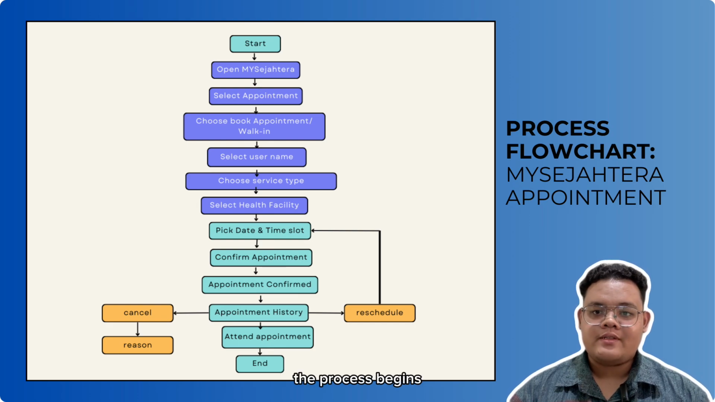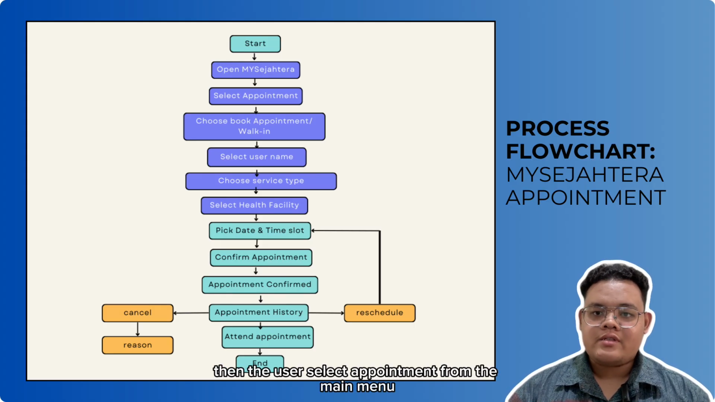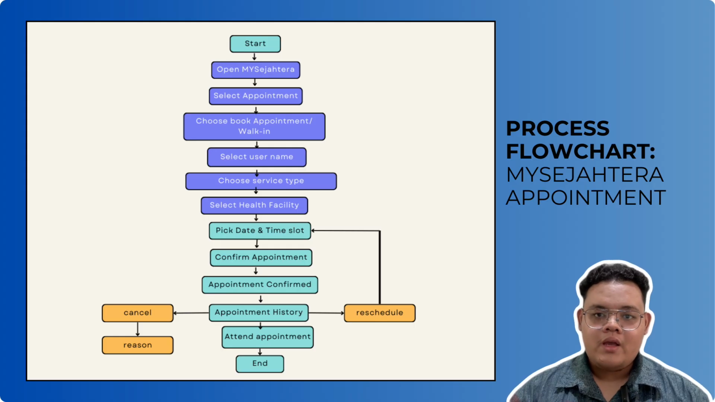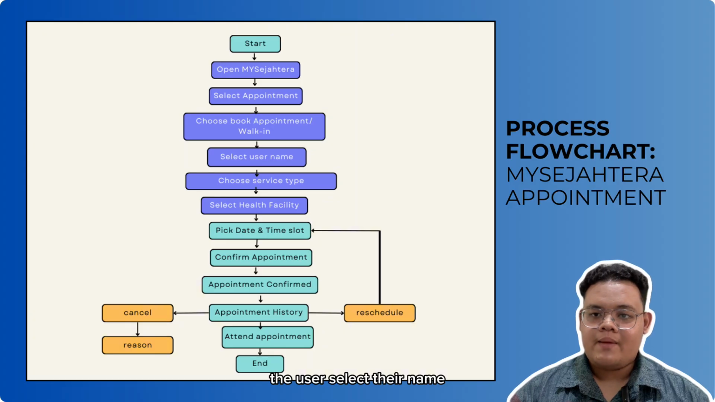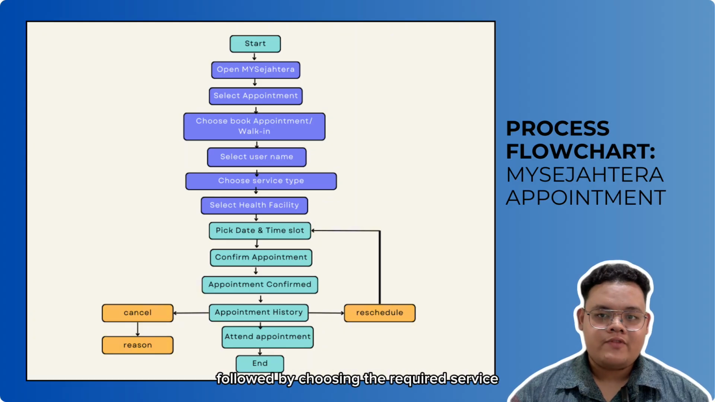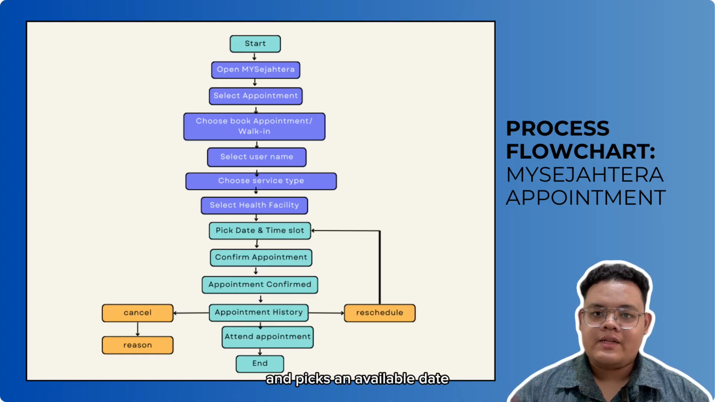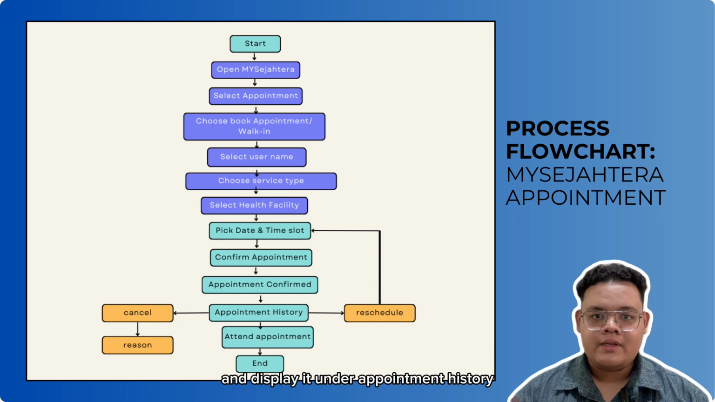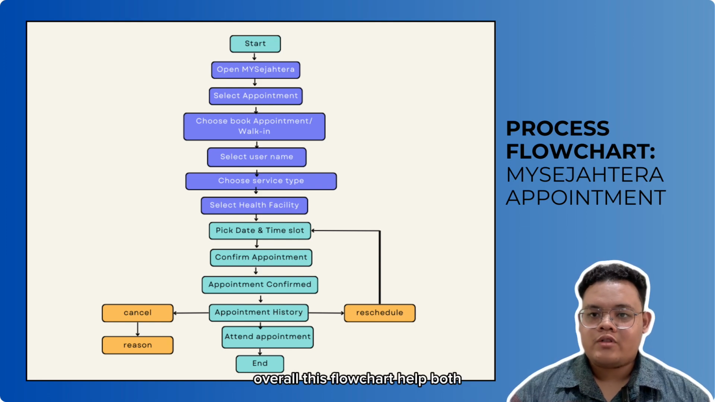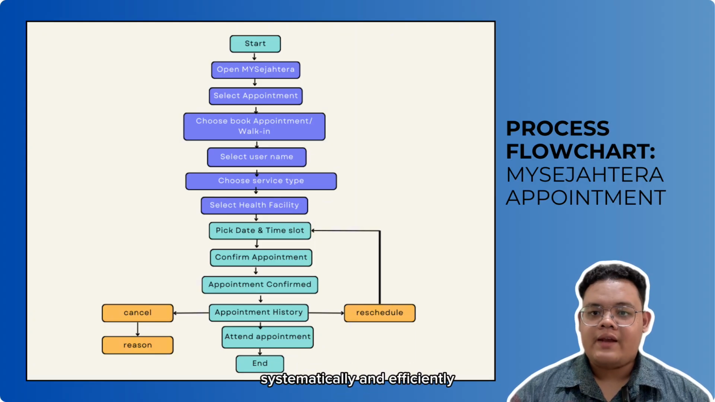The process begins when the user opens the MySejahtera application. Then, the user selects appointment from the main menu. Next, the user chooses book appointment. After that, the user selects their name, followed by choosing the required service. The user then selects a health facility and picks an available date and time slot. Once the appointment is confirmed, the system records the booking and displays it under appointment history. Overall, this flowchart helps both user and clinic understand the process clearly, systematically, and efficiently.